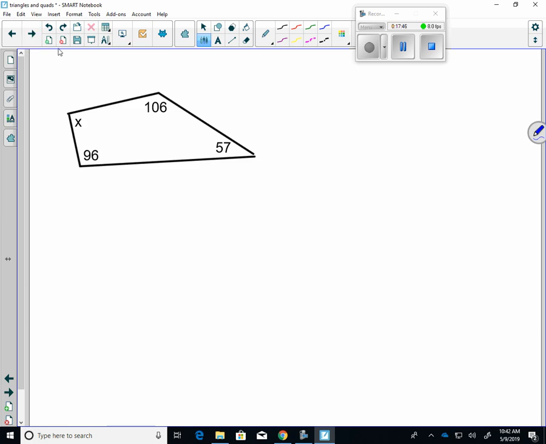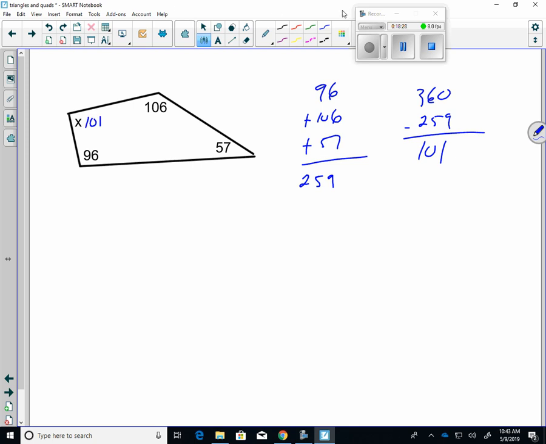Okay, so how many sides here? 4 again. We know that it's going to add up to 360, right? We can just go 96, 106, plus 57, and 59. 360 minus 259 should be 101, I think, right? Did I do my math right? Yes, I did. 101 degrees. Okay, those are kind of easy.